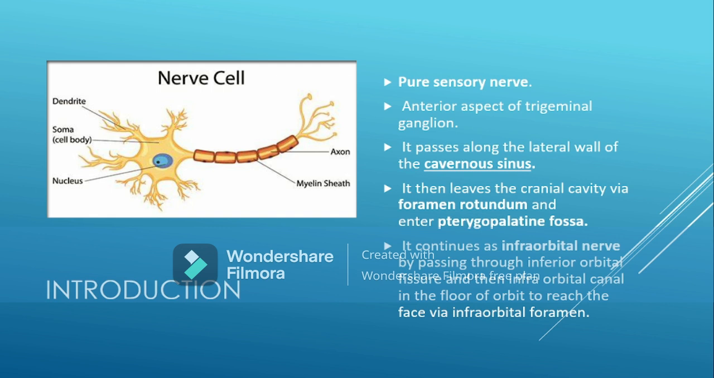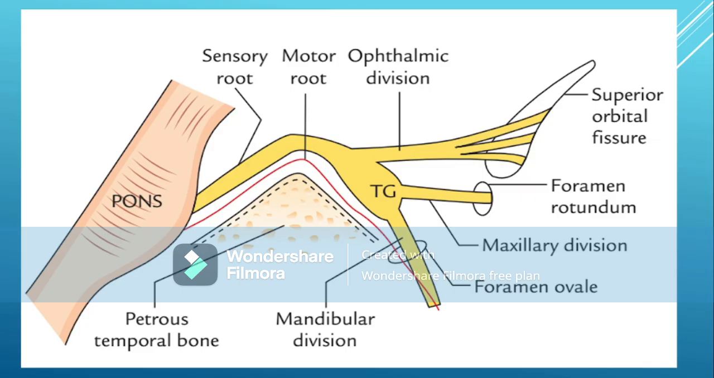Now, starting with the introduction, first we will see where the trigeminal nerve and trigeminal ganglion are. From the image, you can see that this is the trigeminal ganglion and this is the trigeminal nerve. This gives three branches. The first branch is the ophthalmic division, the second is the maxillary division, and the third is the mandibular division, or the ophthalmic nerve, maxillary nerve, and mandibular nerve.